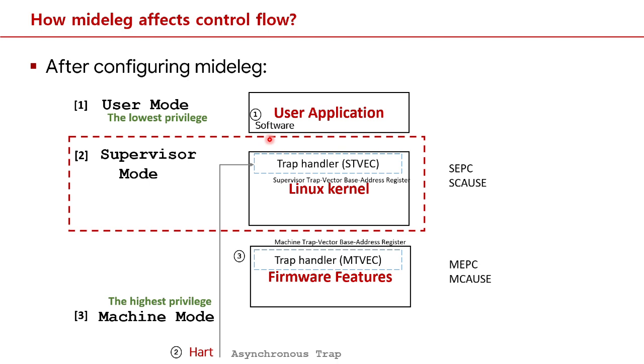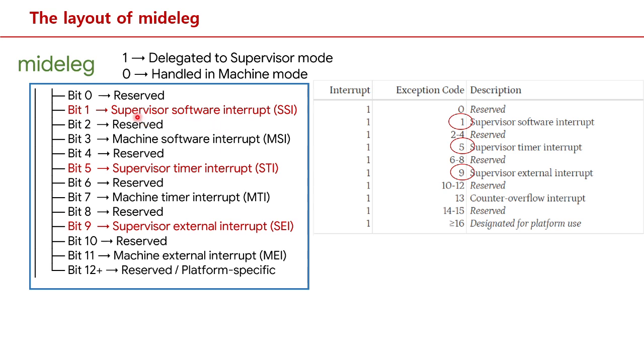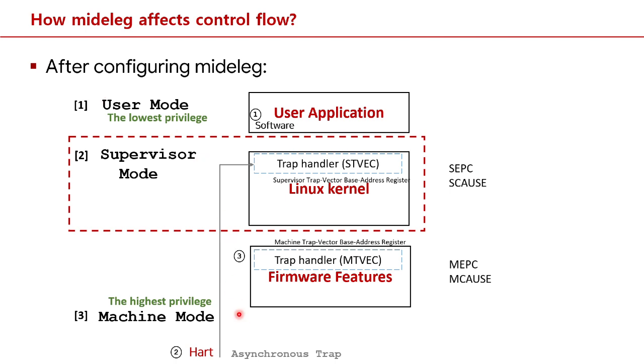Please look at this slide. In the first step, the software is running in the user mode. At this point, an interrupt may occur in the peripheral device. At this point, the RISC-V core will generate a synchronous trap. Then after we modify the value inside this bit position, the interrupt, a synchronous trap, is taken to the supervisor mode instead of the machine mode.